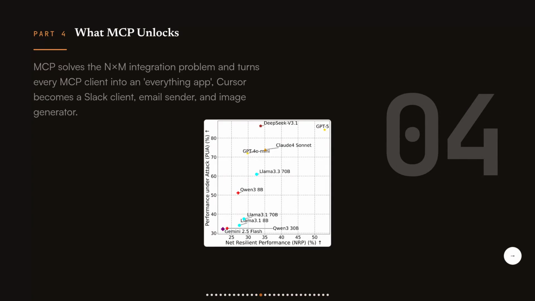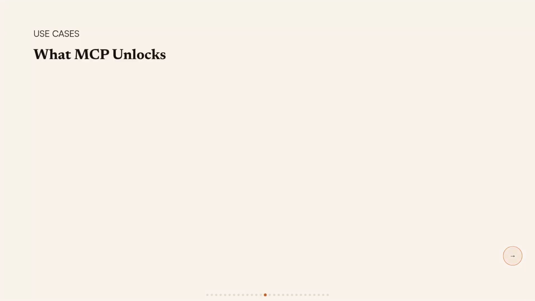Before MCP, every AI tool needed its own custom connector for every platform. So N tools times M platforms equals a maintenance nightmare, and MCP collapses that to one implementation per platform, so every AI tool connects automatically. I didn't expect this to be as practical as it is. With the right MCP servers, Cursor becomes a Slack client, an email sender via Resend, and an image generator via Replicate, all from one interface.